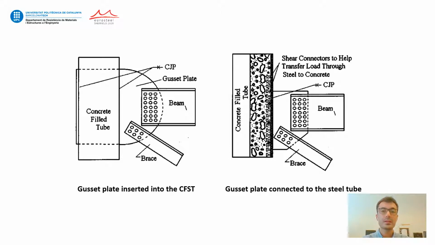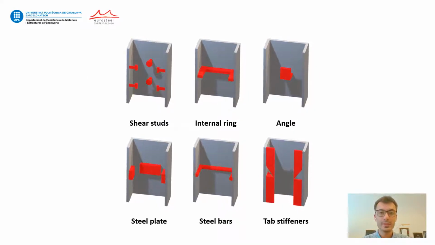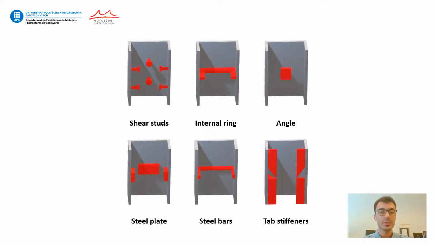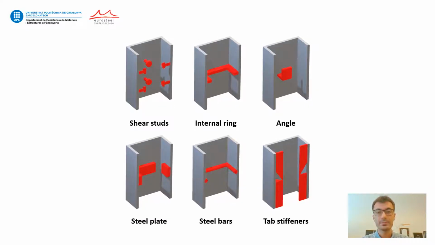In the beam to CFST column joints, gusset plates are used for transferring the loads from the beam to the column. The gusset plates are executed either by cutting the steel tube or by welding the plates to the outer steel tube. In the first case, the shear transfer between the beam and column is guaranteed by the friction between the gusset plate and the concrete core. In the second, the shear transfer should be provided by shear transfer elements, such as shear studs, internal rings, angles, steel plates, steel bars, tab stiffeners, etc.